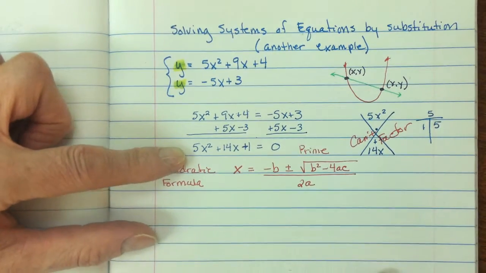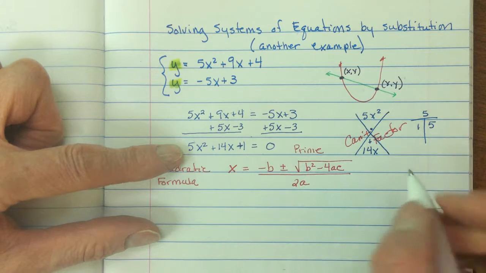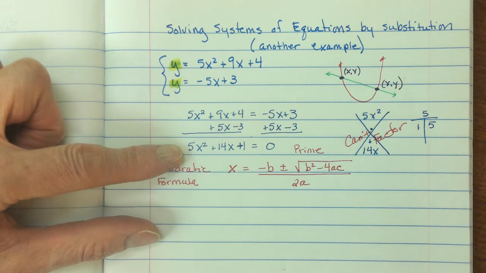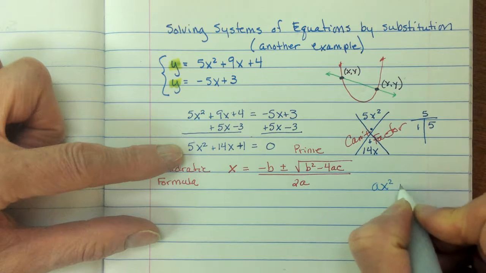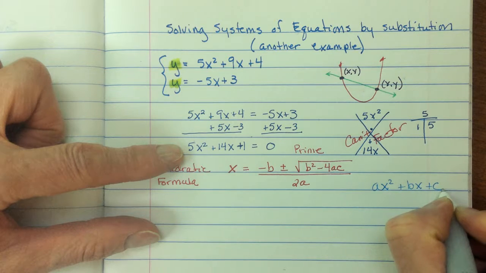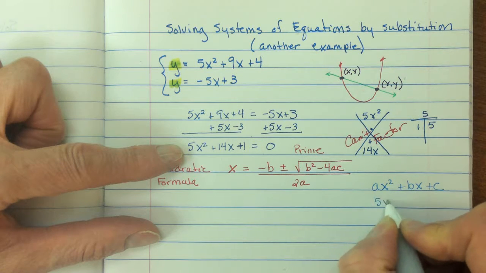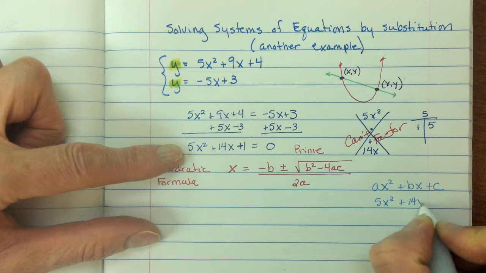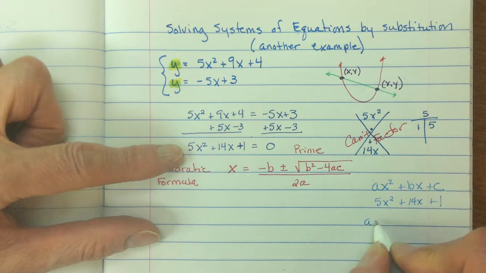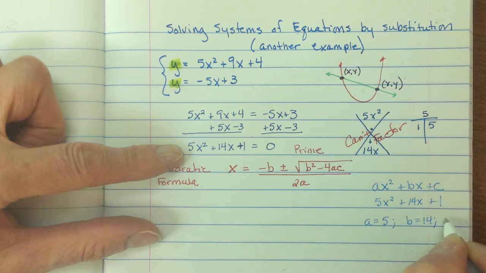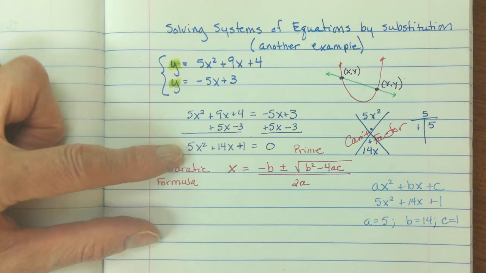So I have to make sure I have my a's, my b's, and my c's. Remember, standard form of a quadratic is ax squared plus bx plus c, and I have 5x squared plus 14x plus 1. So that tells me that a is 5, b is 14, and c is 1. We just look at the position. So these are the numbers I'm going to use in my quadratic formula.